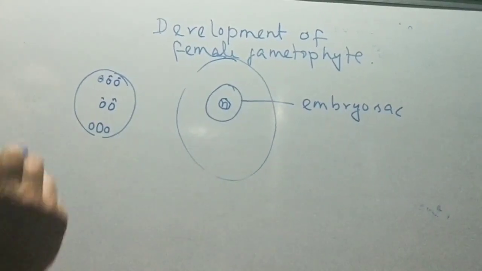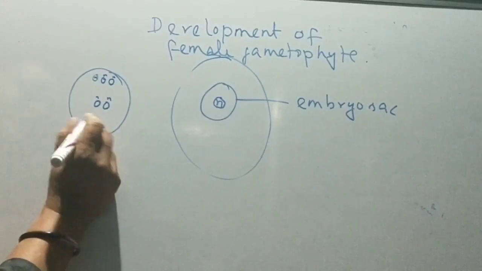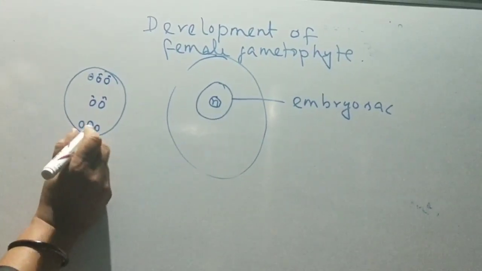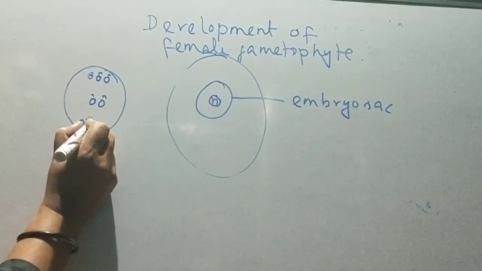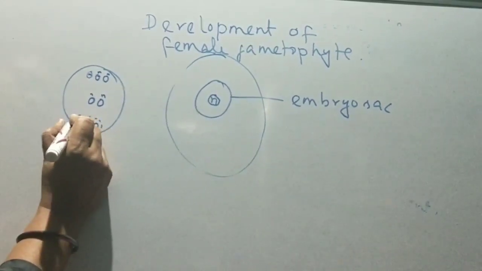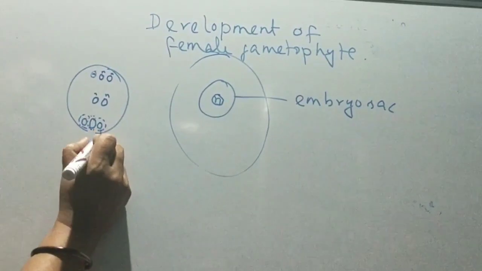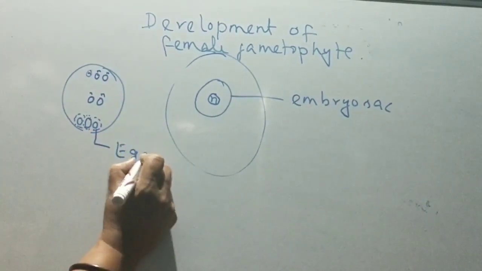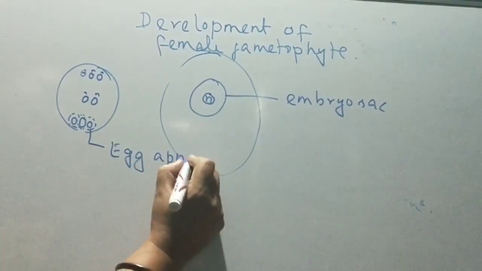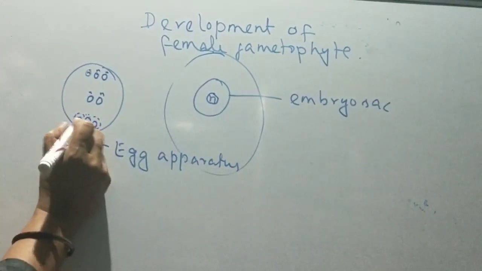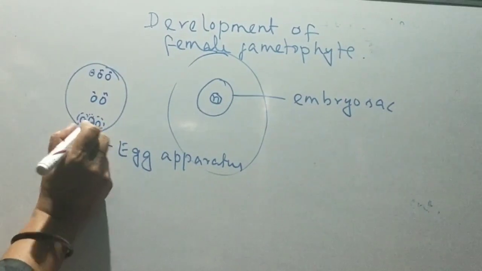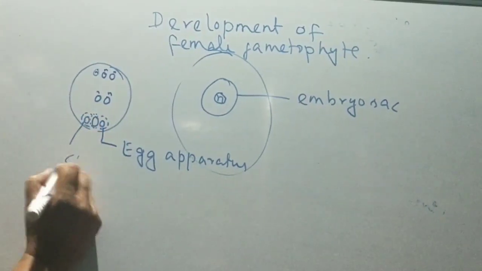Now look here. Towards the micropyle, 3 nuclei are present. They take cytoplasm forming 3 cells. That is called the egg apparatus. The middle one is the larger egg, and the other 2 smaller ones present near the egg are called synergids.